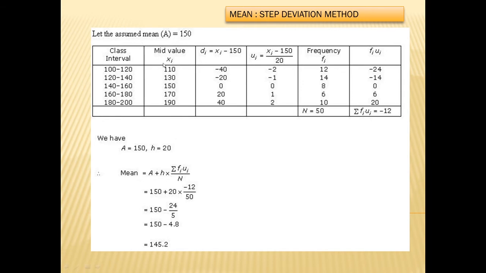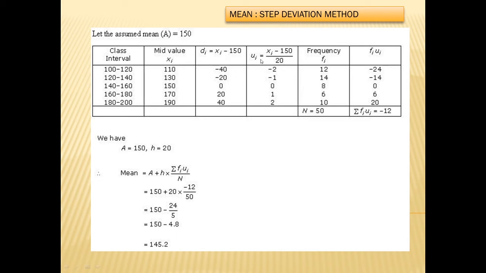Now this is the problem we have on the slide. This one is the class interval, this one is the mid value, and how to find these mid values, you know. These are the frequencies, and they are also mentioned in the problem itself. Now see how to find di, that also you know. Here I am taking the assumed mean as 150. I am subtracting the assumed mean from each middle value, and after that I am getting this.